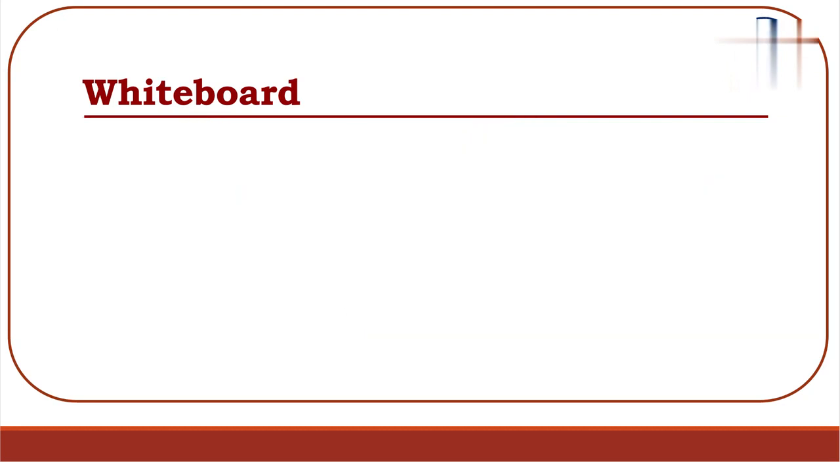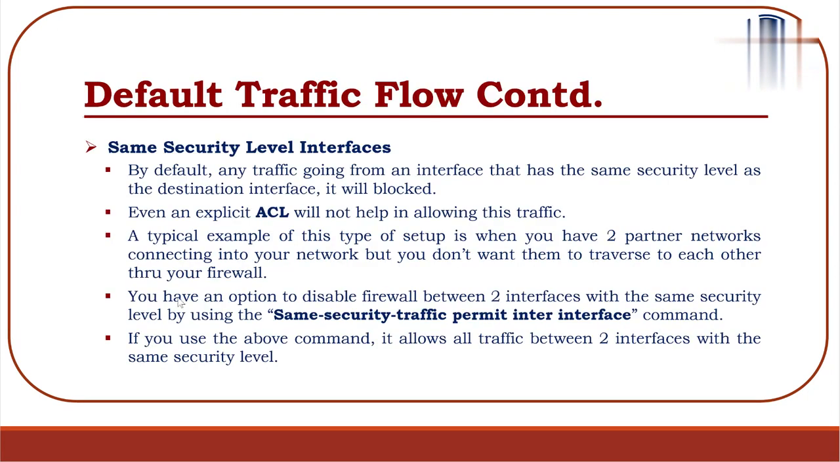And that is actually what I mentioned over here. You have the option to disable it by using the same-security-traffic permit inter-interface command. If you use the above command, it allows all traffic between the two interfaces with the same security level. Now you can control it based on an ACL if you want to.